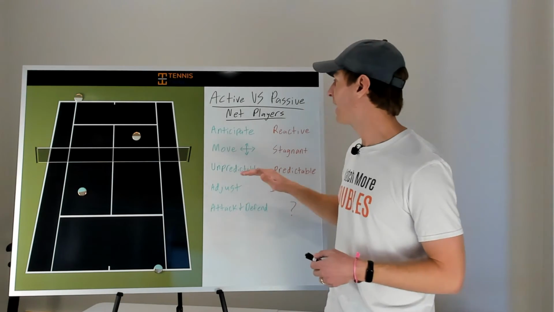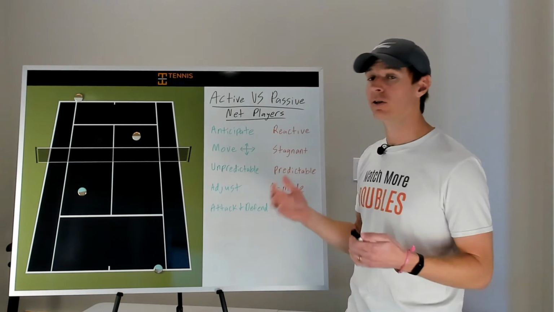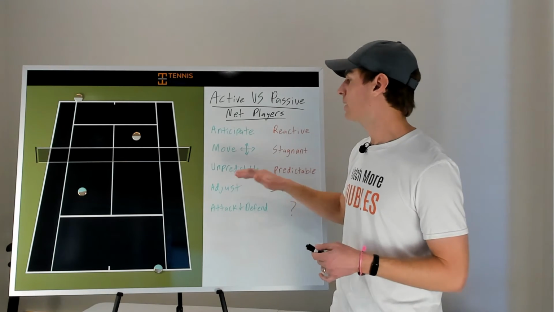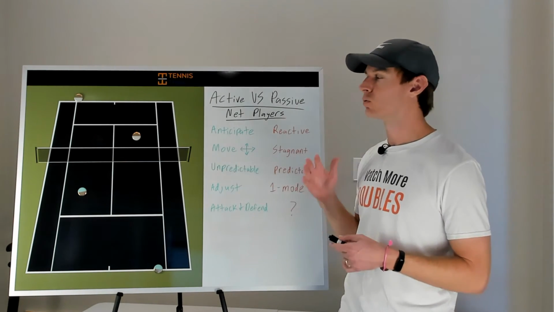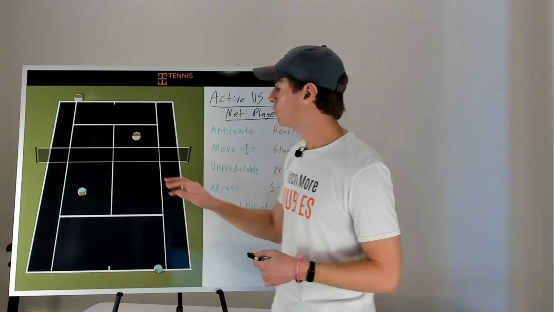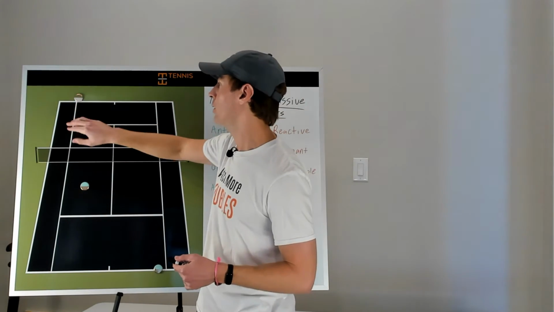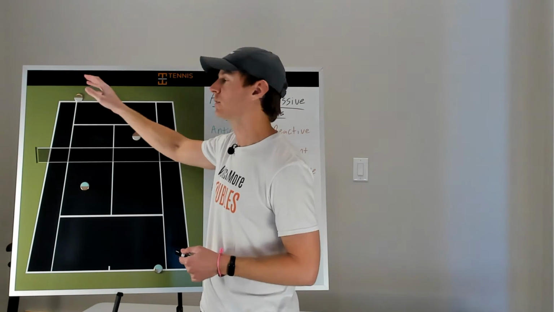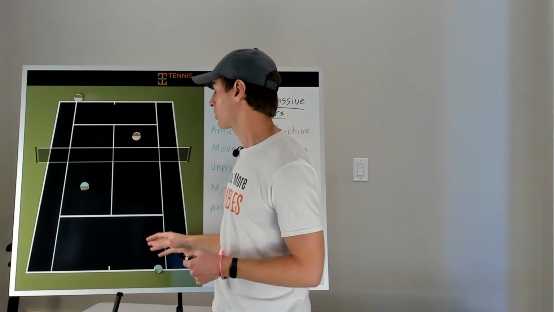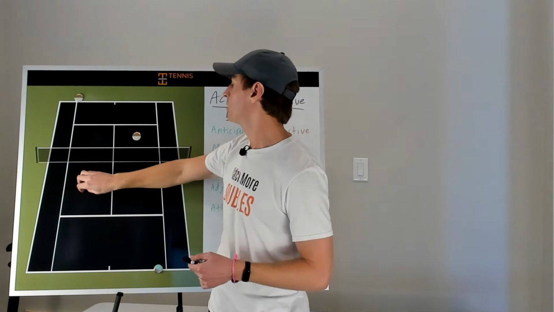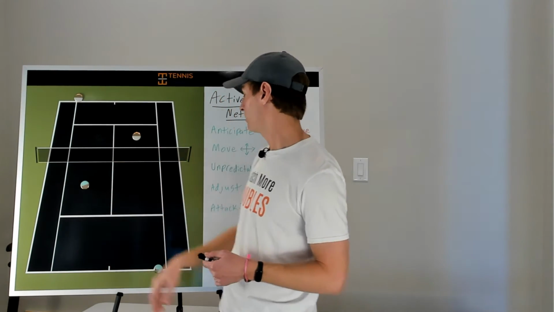The next thing that active net players do, or really good net players in general, is they adjust throughout the match. This is really, really important. So you want to be studying your opponent, noticing, is their forehand weaker, is their backhand weaker, which direction do they like to hit the ball, and then adjust your movement accordingly.